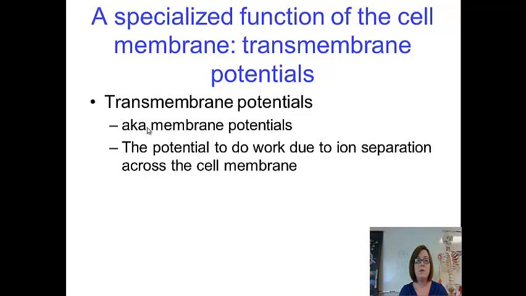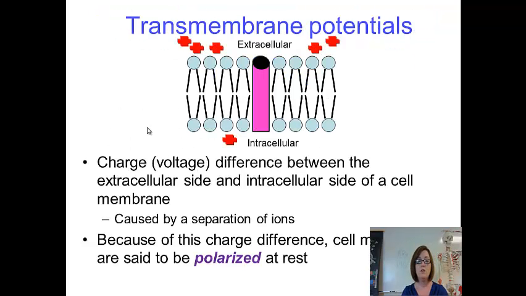The last thing to talk about with cell membranes is the specialized function of the cell membrane called transmembrane potential. Transmembrane potentials are also known as just membrane potentials. And these potentials have the potential to do work, and this is due to ion separation across the cell membrane. So it turns out there's a charge or voltage difference between the inside and the outside of a cell.